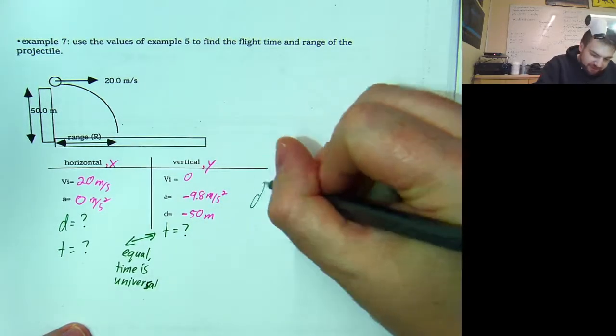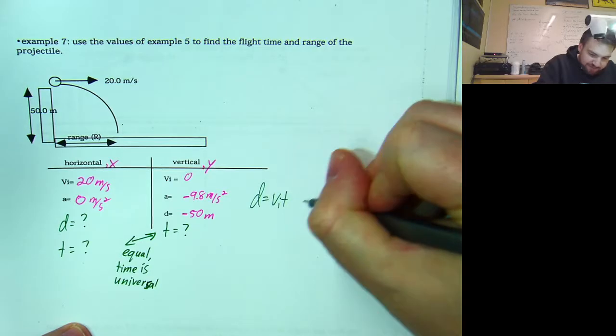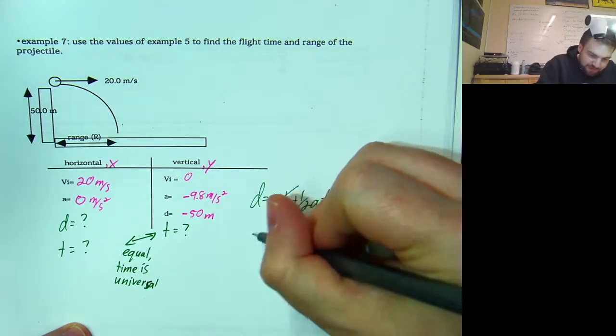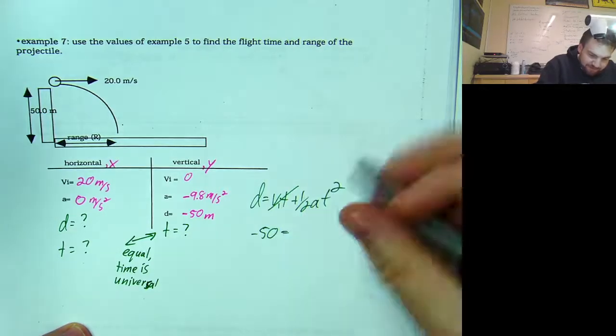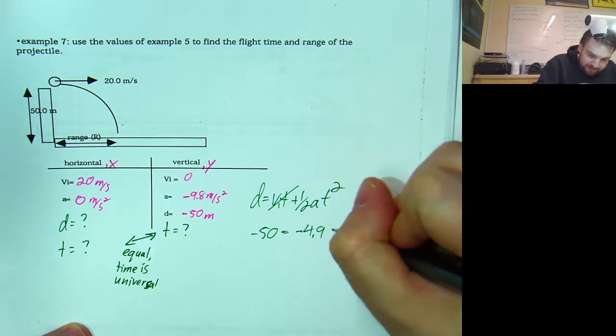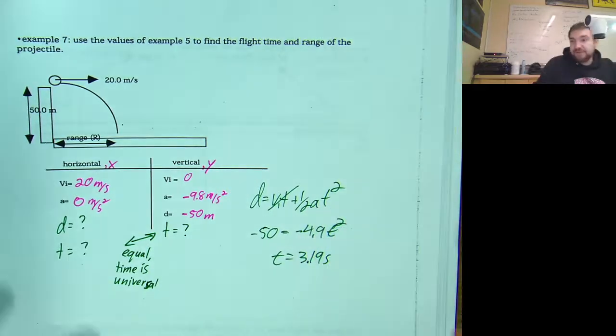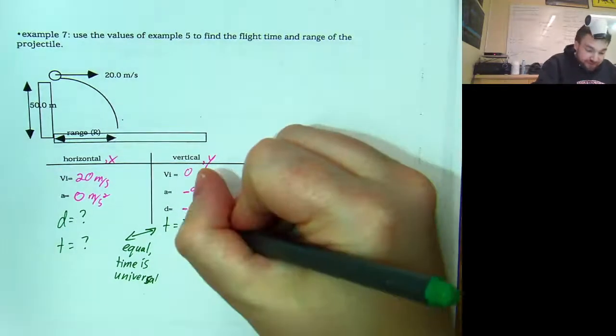We're going to use this kinematic equation here. This should all be review. D equals VI T plus 1/2 A T squared. VI is 0. Negative 50 equals negative 4.9 T squared. T is equal to 3.19 seconds. You can do that calculation yourself just to verify it.